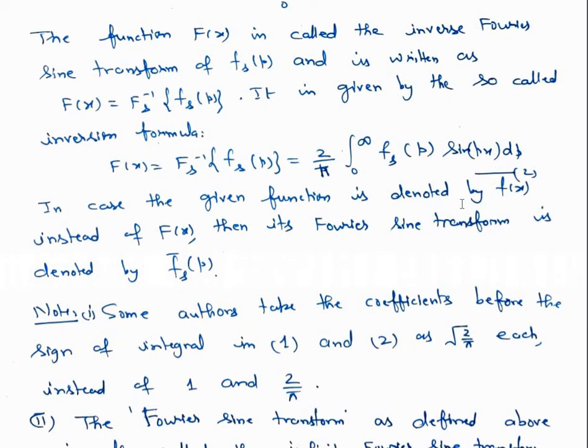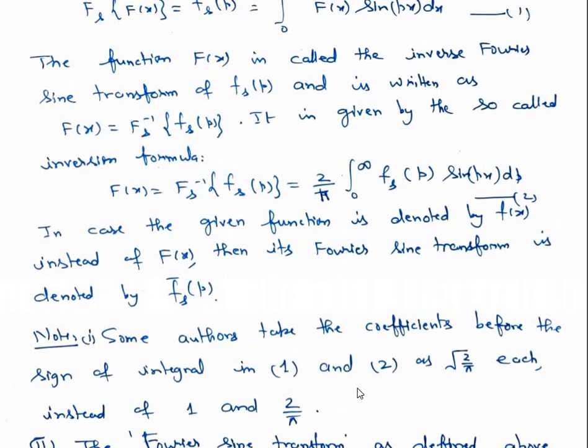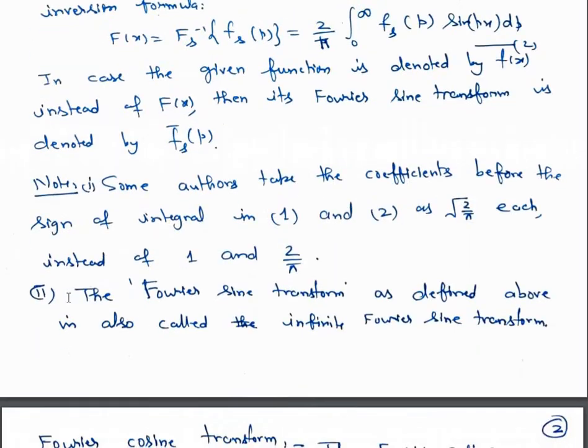In case the given function is denoted by f(x) instead of capital F(x), then its Fourier sine transform is denoted by F_s bar p. Now remember that in some books you will find that some authors take the coefficient before the sign of integral in 1 and 2 as under root 2 upon pi each instead of 1 and 2 upon pi. And the Fourier sine transform as defined above is also called the infinite Fourier sine transform.